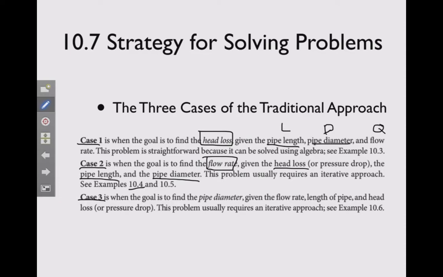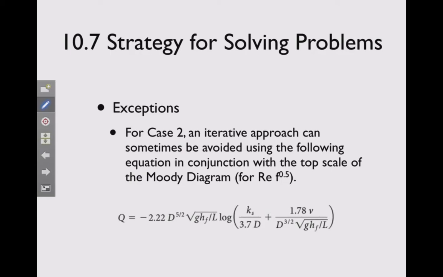And then case 3 is when you want to find the pipe diameter. This might be a situation where your pipe is inaccessible. It might be underneath a street, or buried under something, and you can't get to it. But you're able to measure the flow rate, and you know the length of it, maybe from a drawing or something. And you know the head loss. This can also be done using an iterative approach, and this is described in example 10.6. So there are 4 examples in the book that we can rely on, and we'll do some of these in class.